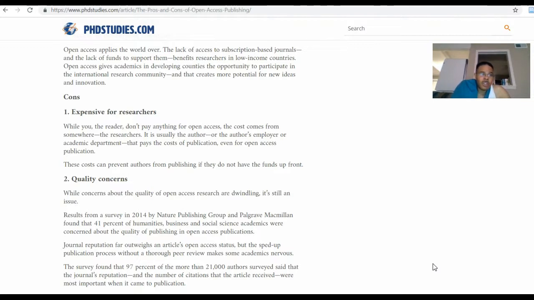Quality concerns. While concerns about the quality of open access research are dwindling, it's still an issue. Results from a survey in 2014 by Nature Publishing Group and Palgrave Macmillan, who I've never heard of, found that 41% of humanities, business, and social science academics were concerned about the quality of publishing in open access publications. Journal reputation far outweighs an article's open access status, but the sped up publication process without a thorough peer review makes some academics nervous. And just because something is open access doesn't mean that the peer review isn't thorough.